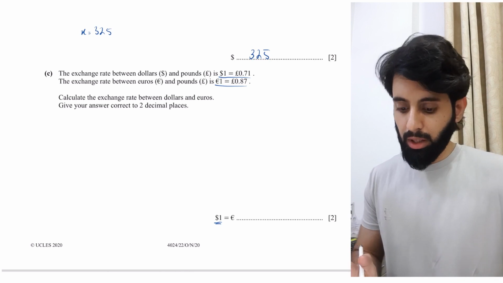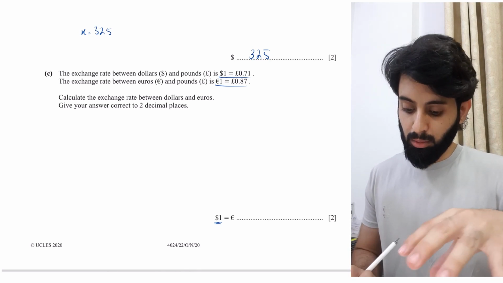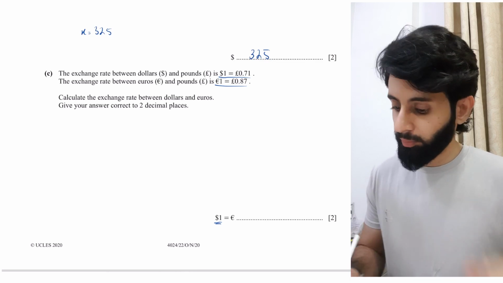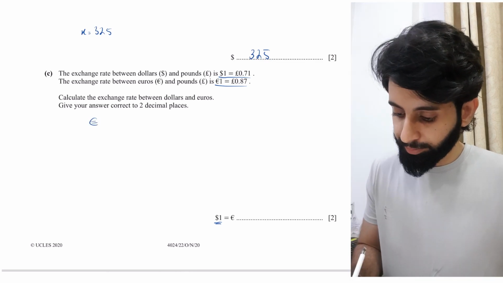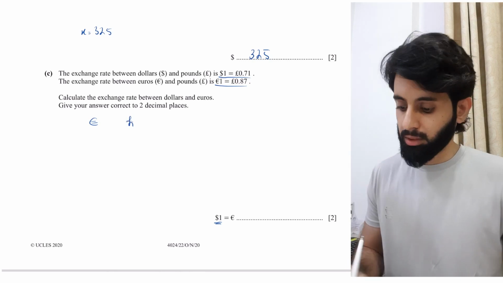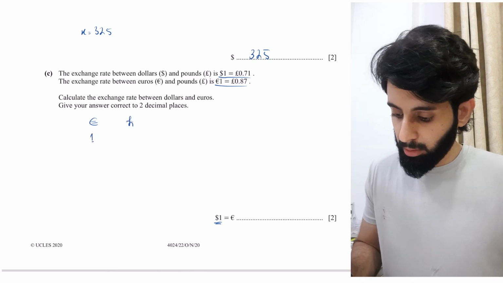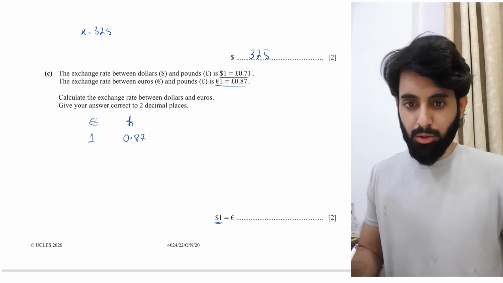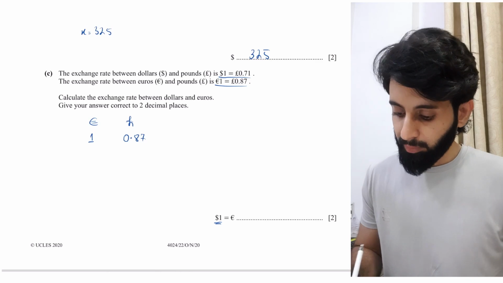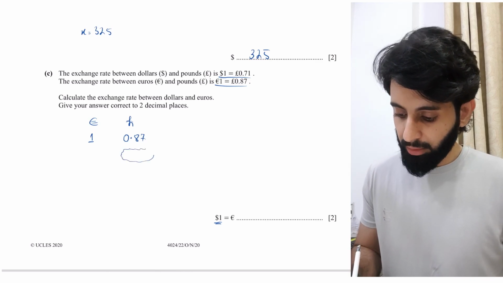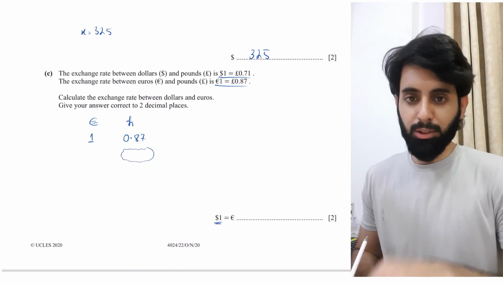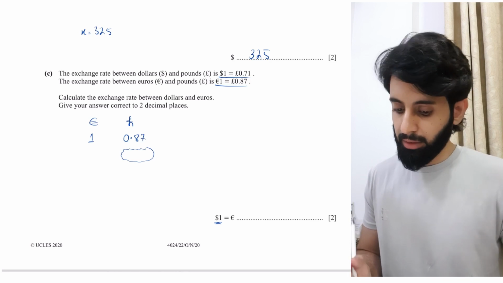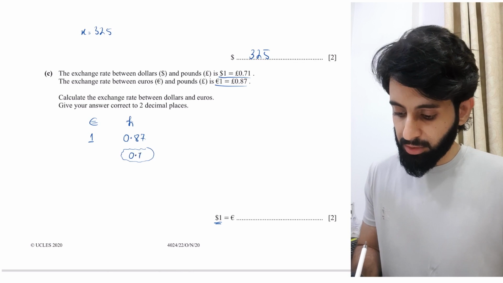You need to work out what $1 is equal to in terms of euros. So let's make a column for euros and a column for pounds. Now we know according to the question that €1 is equal to 0.87 pounds. I can't place dollar here, because this represents euros. However, what I can do is write 0.71 here.